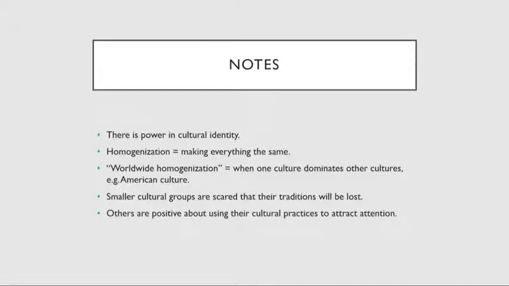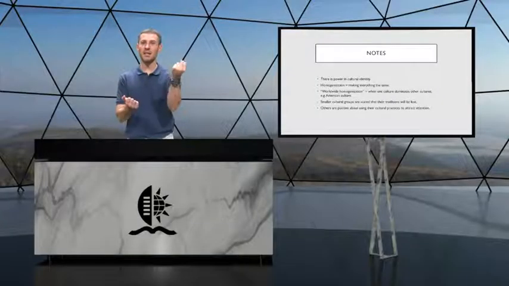That's the one point. The second is that other people are more positive about using their cultural practices to attract attention. So there are two sides of this coin, very important sides. One is that people are acting out of fear, and the other is that people are acting out of opportunity. Okay? So when you see those two things, you see this article is about people who are fearful on the one hand, and people who are using this as an opportunity on the other. And the way that people react to those power situations is going to be very different. They're going to use their power in very different ways.